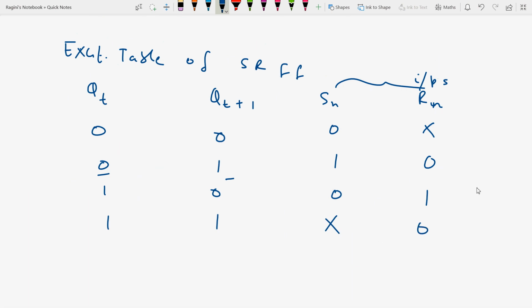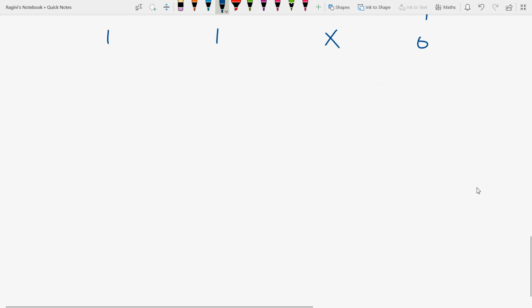This you might have studied. If I write the combined table, I can tell you in this way. This is the characteristic table.